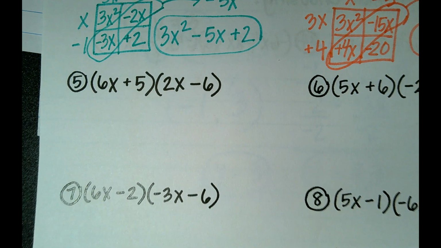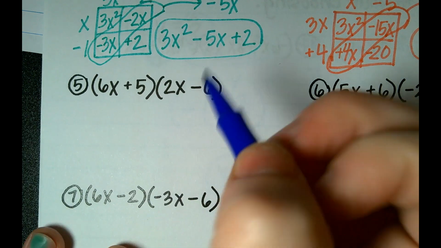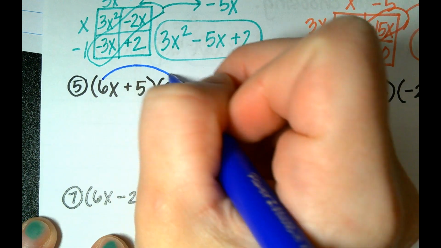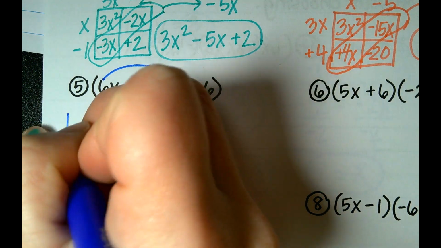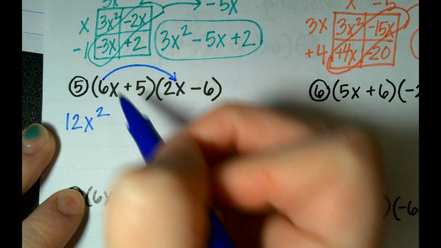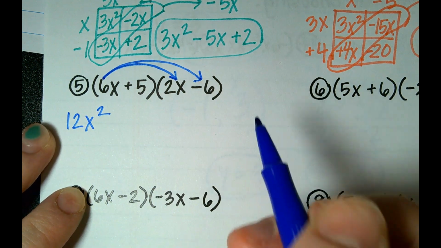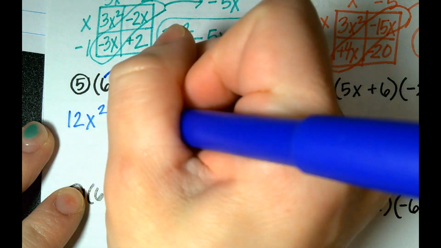Let's switch back to the FOIL method for number 5. So my first terms, what do I multiply? 6x to 2x. Yes, first is 6x times 2x, and what will that give me? 12x squared. Then what do I multiply? 6x. Yes, 6x times negative 6. Negative 36x. Perfect.